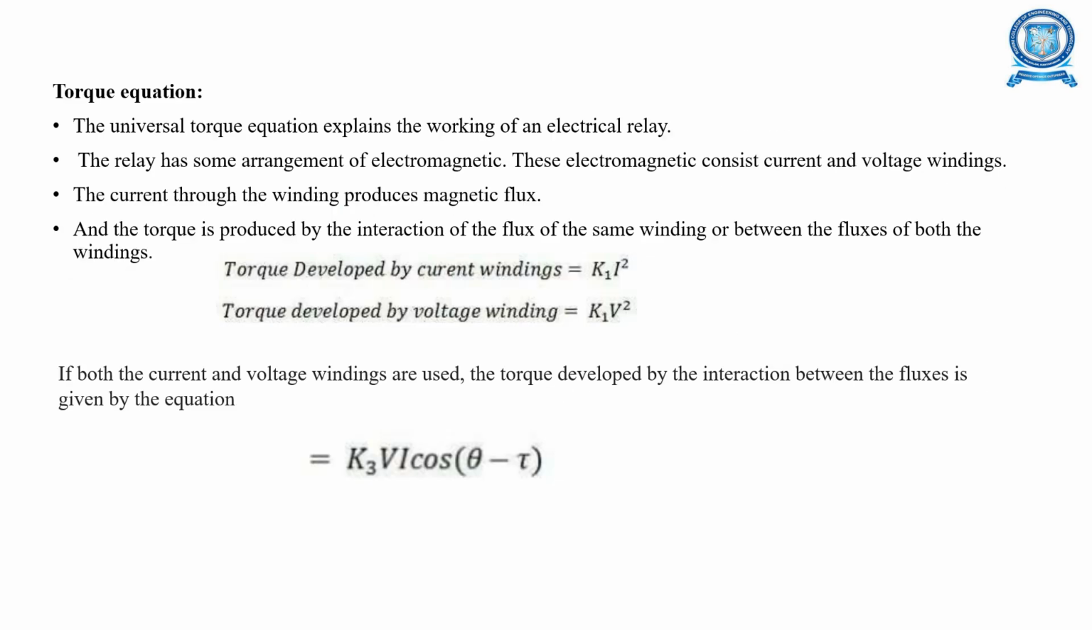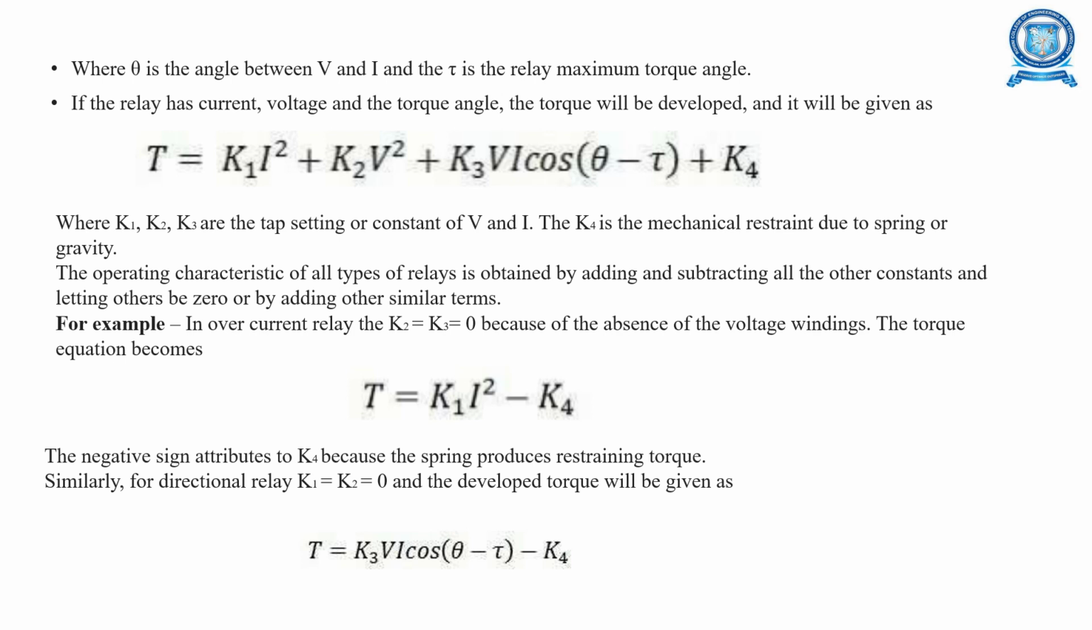Torque equation. The universal torque equation explains the working of the electrical relay, that is, the torque produced by the interaction of the flux of the same winding or between the fluxes of both the windings. The torque developed by the current winding is K1 I square, and the torque developed by the voltage winding is K2 V square. If both current and voltage windings are used, the torque developed by the interaction between the fluxes is given by the equation K3 VI cos theta minus tau. Theta is the angle between V and I, and tau is the relay maximum torque angle.